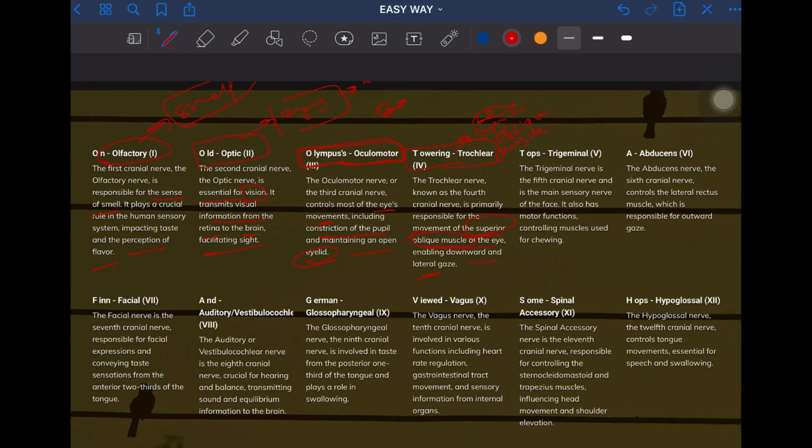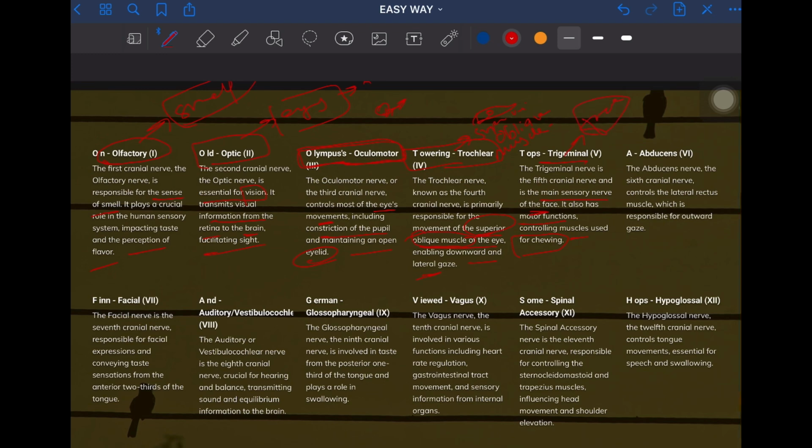Okay. Then fifth is trigeminal nerve. It is the fifth cranial nerve and is the main sensory nerve of the face. It also has motor functions, controlling muscles used for chewing. The main sensory nerve of the face, trigeminal.